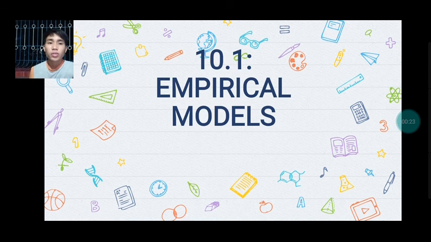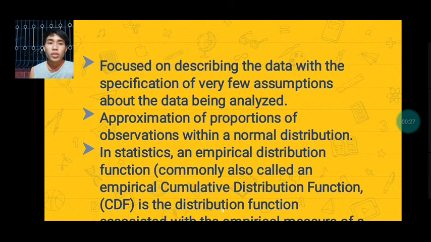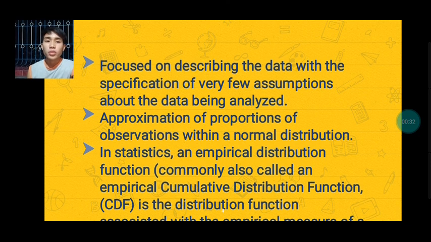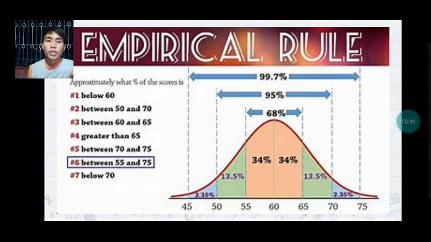10.1, we're going to discuss empirical models. Here we are going to focus on describing the data with the specification of very few assumptions about the data being analyzed, using approximation of proportions of observations within a normal distribution. So, we have here the empirical rule.